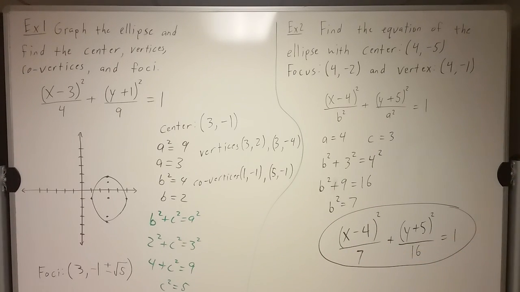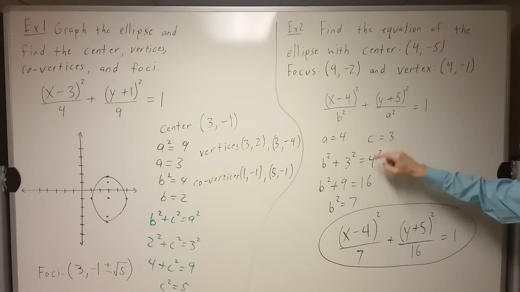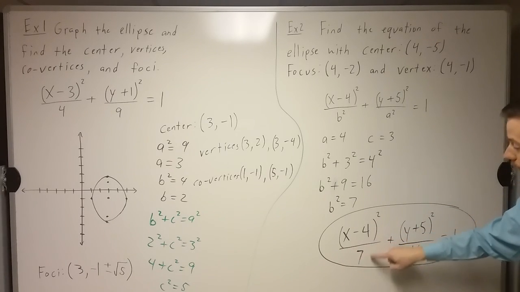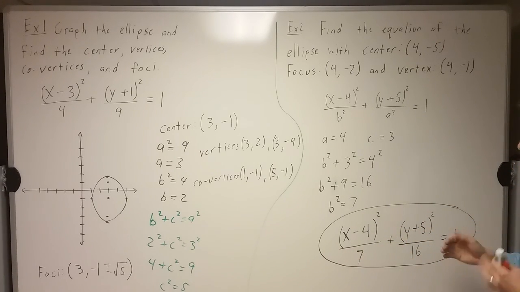So there's the equation of an ellipse that has a center at 4, negative 5, has a vertex at 4, negative 1. We made the a 4 to make that happen. And then knowing that a is 4 and c is 3, that makes b squared be 7. So under that, to get to our co-vertices, it has to be a 7.